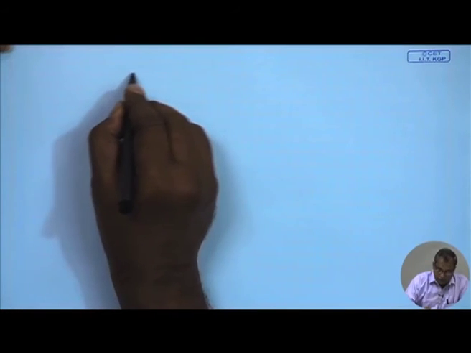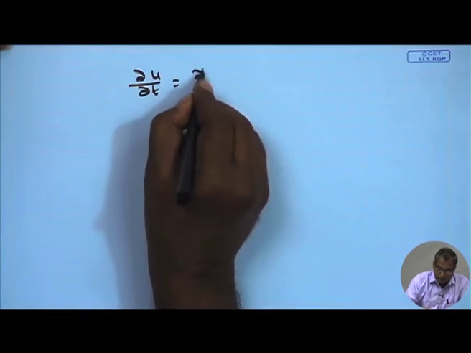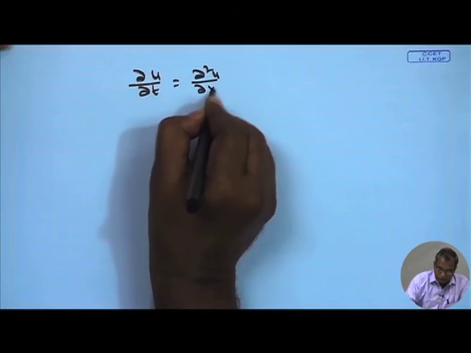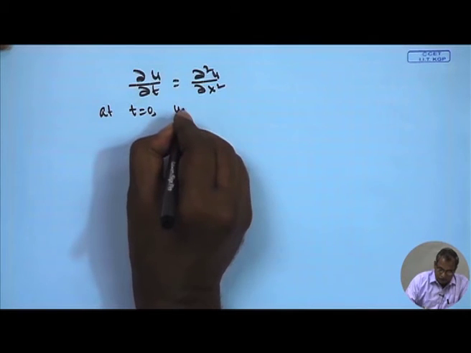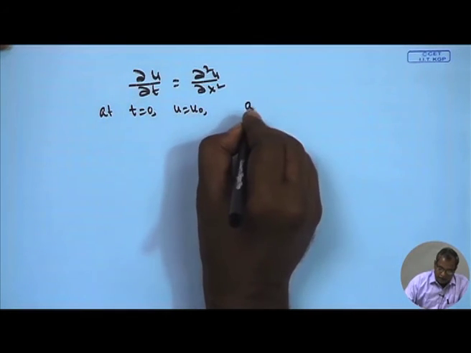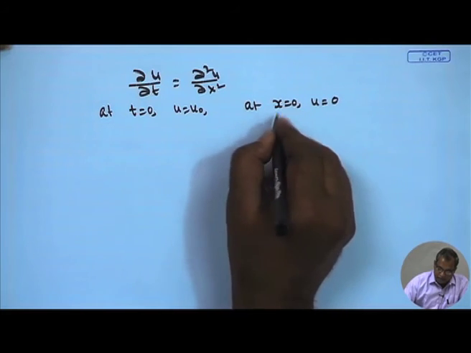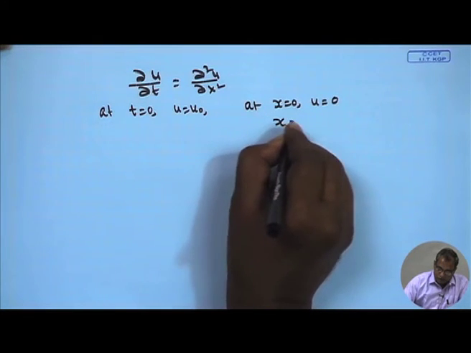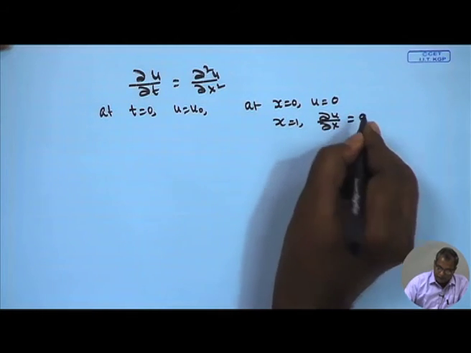For example, I am looking into a two-dimensional problem, one dimension in space, one dimension in time, del square u del x square, at t is equal to 0, let us say u is equal to u naught, and at x is equal to 0, u is equal to 0 and at x is equal to 1, let us say del u del x is equal to 0.